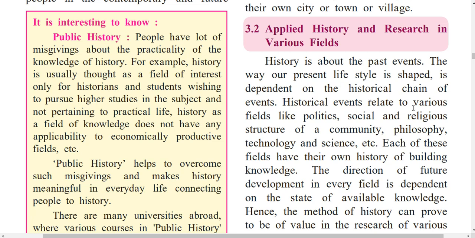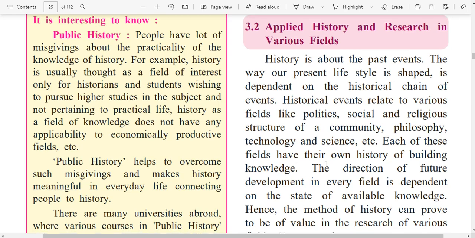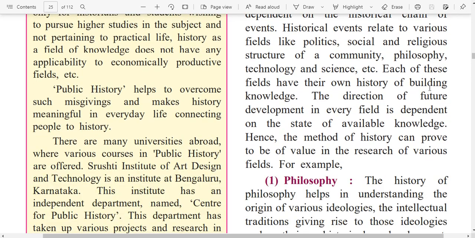Historical events relate to various fields like politics, social and religious structure of a community, philosophy, technology and science, etc. Each of these fields have their own history of building knowledge. The direction of future development in every field is dependent on the state of available knowledge. Hence, the method of history can prove to be of value in the research of various fields.